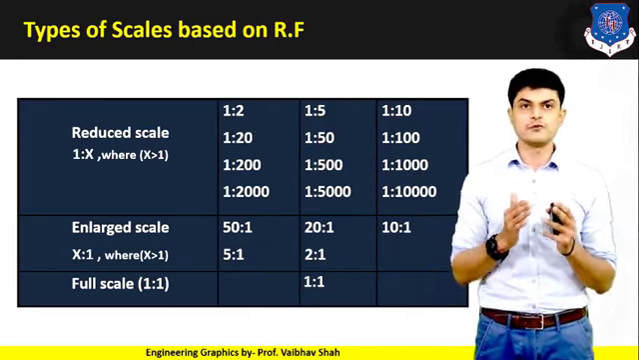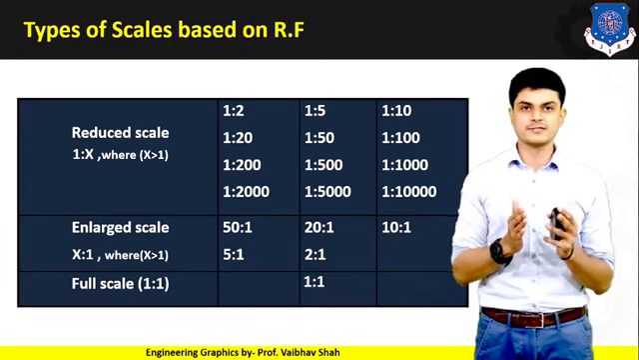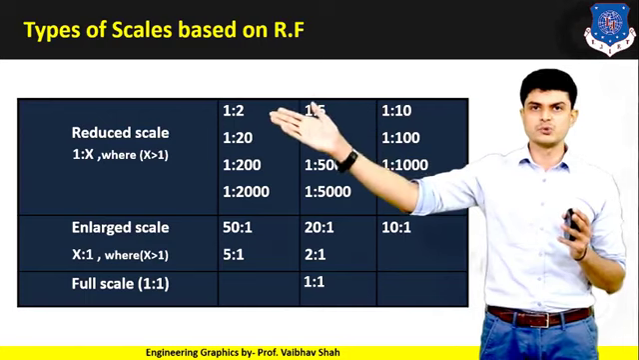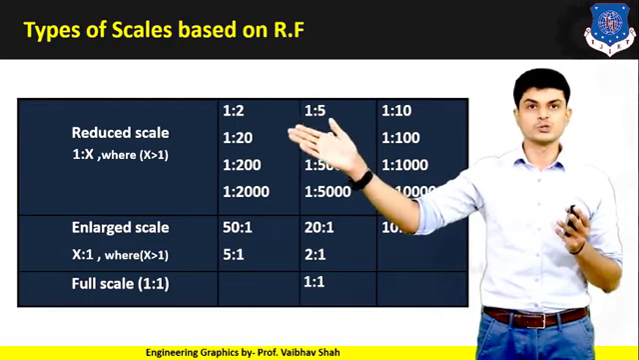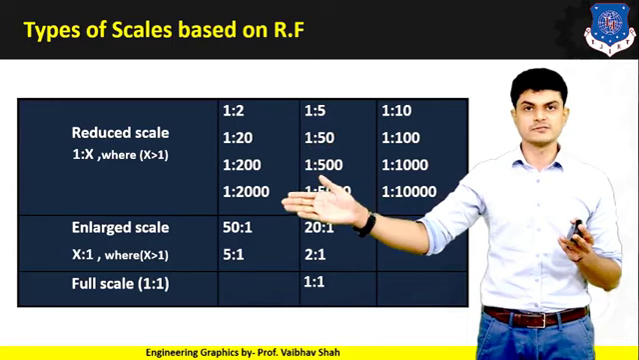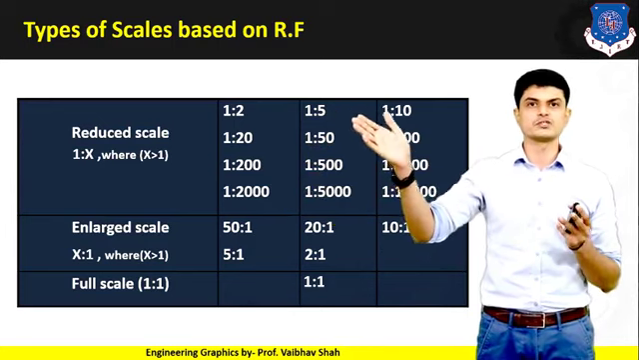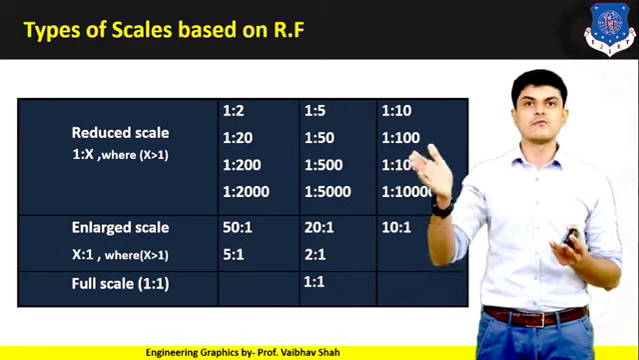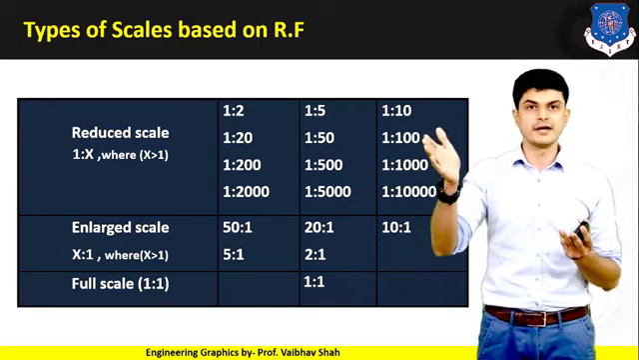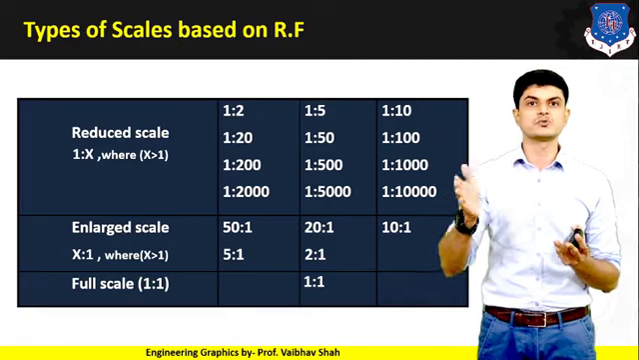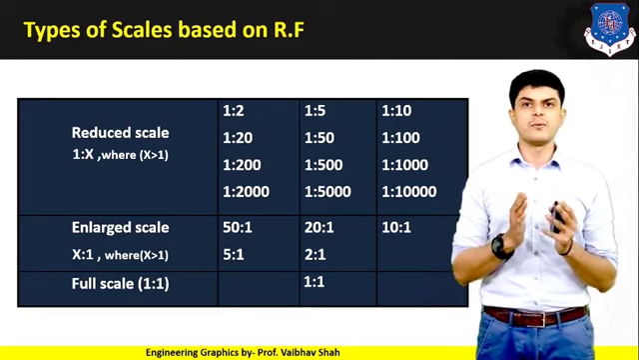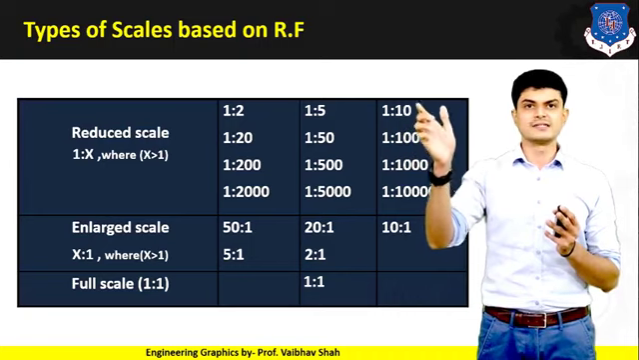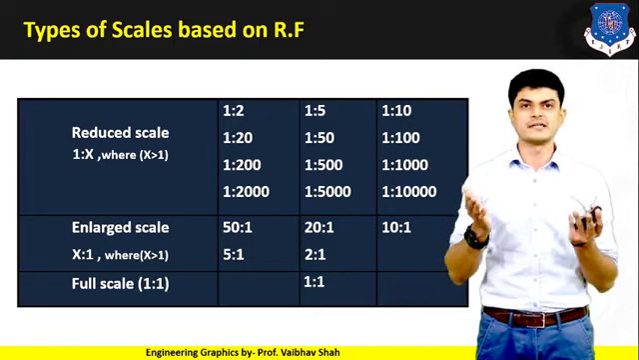So let us see a few examples based on this reduced scale. So now let us begin. First 1:2, 1:20, 1:200, 1:2000, 1:5, 1:50, 1:500, 1:5000, 1:10, 1:100, 1:1000, and 1:10,000. So these are the forms of your reduced scales. As you can see, the x here in this case is obviously greater than 1, right?